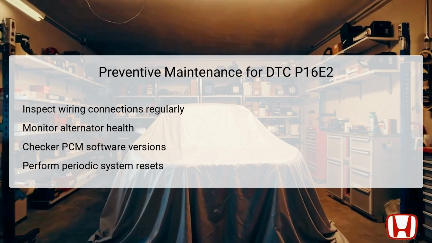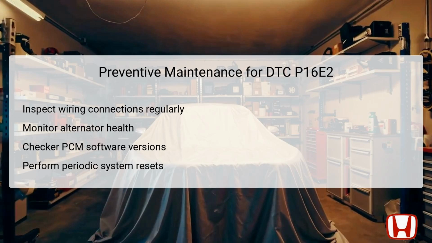Preventive maintenance is essential to avoid the recurrence of DTC P16E2. Regular inspections of wiring connections, especially around the alternator and PCM areas, can catch problems before they escalate into significant issues. Monitoring the alternator's health periodically ensures it can maintain optimal performance and communication with the PCM.